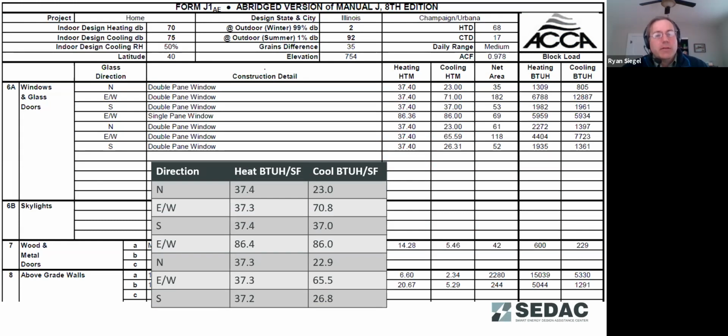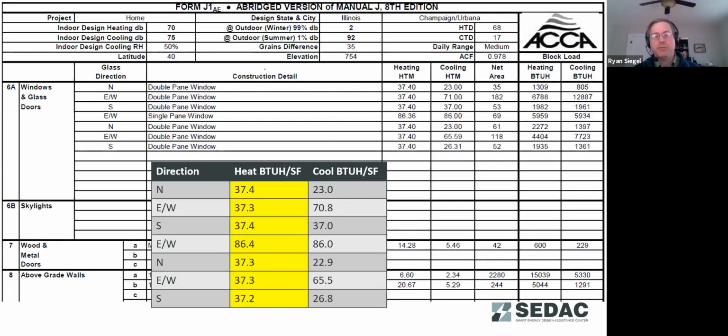Here we are looking at as we move down and look at the windows and glass. So here I've kind of extracted the heating and cooling from that table here for the various directions. So I tried to blow that up a little bit. And what we see is on the heating side, it's mostly based on is this single pane or double pane windows.